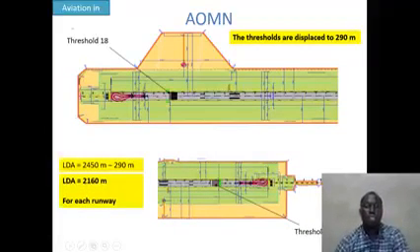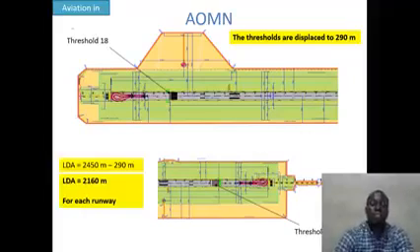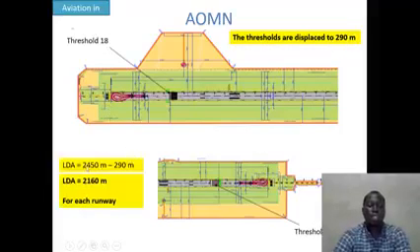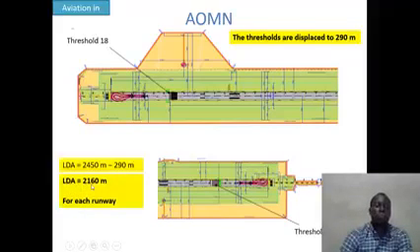For the new airport, Ousmane Masseck Ndiaye, you have the two thresholds that are displaced by 290 meters, and here the LDA is impacted. The whole length of the runway is 2,450 meters, and the LDA will be 2,450 meters minus 290 meters. So the LDA is 2,160 meters for each runway.